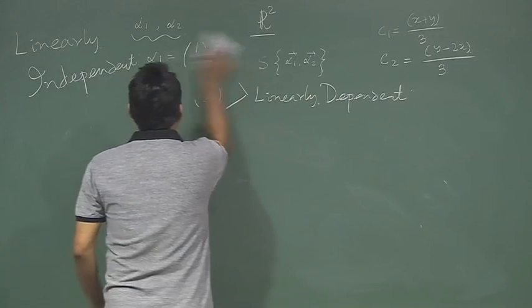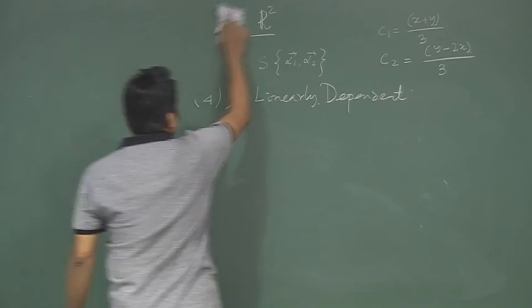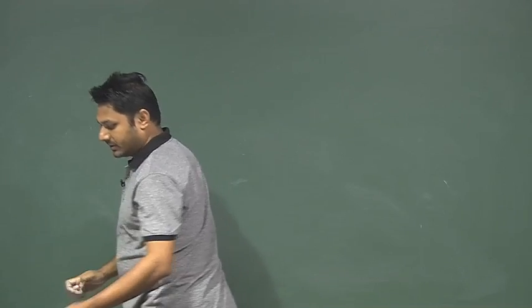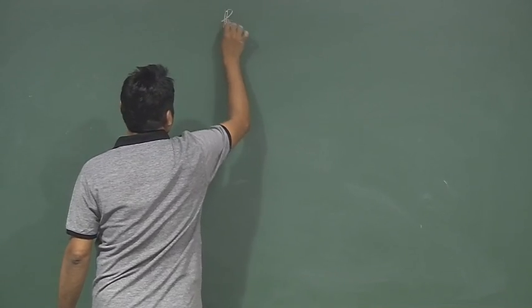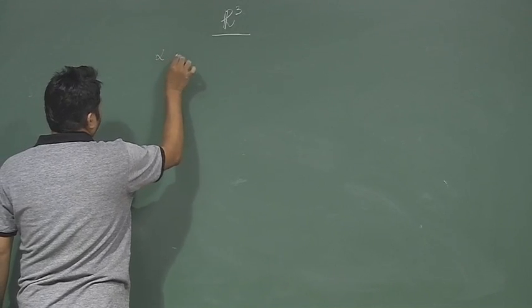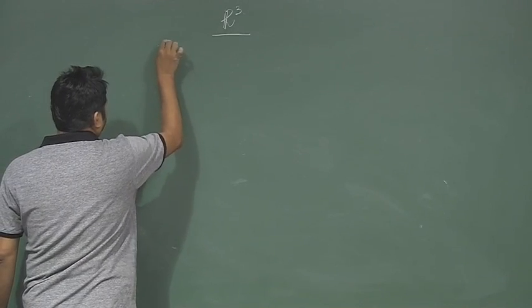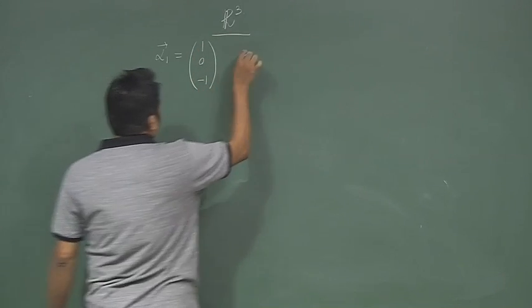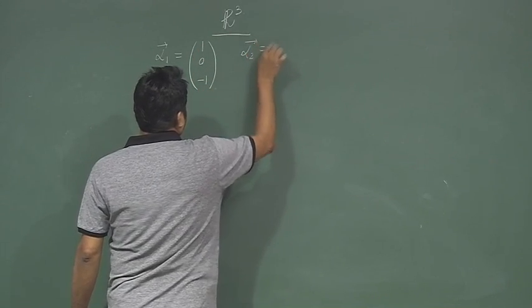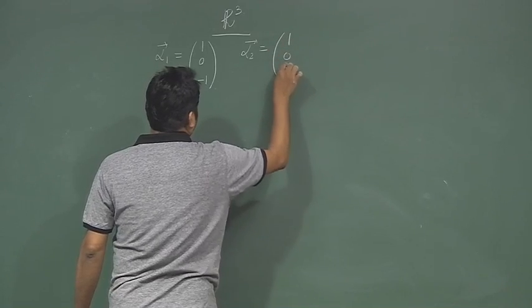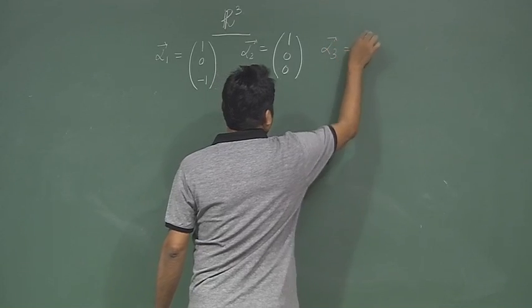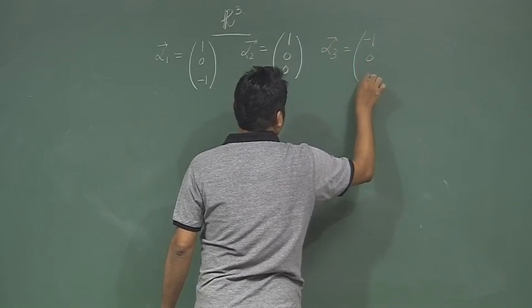Okay, so now I will go back to this. You can do that for other dimensions also. So, I should mention here, for example, R3. Say I have one vector alpha 1, say 1 0 minus 1, alpha 2, another vector say 1 0 0, and alpha 3 I have minus 1 0 1.